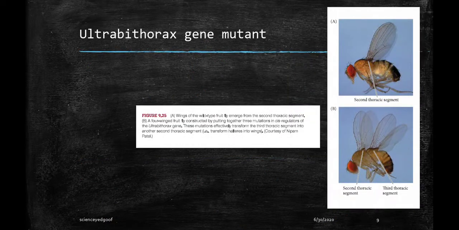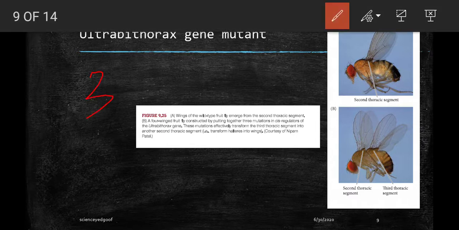So the first one is the Ultrabithorax gene mutant. In the Ultrabithorax gene mutant, this Ultrabithorax gene is deleted. This Ultrabithorax is very important for the third thoracic segment. So it is characterized by the third thoracic segment, and normally what does the fly form? The third thoracic segment is important for a pair of legs and also a pair of halteres, right? So now this gene which is responsible is mutated.